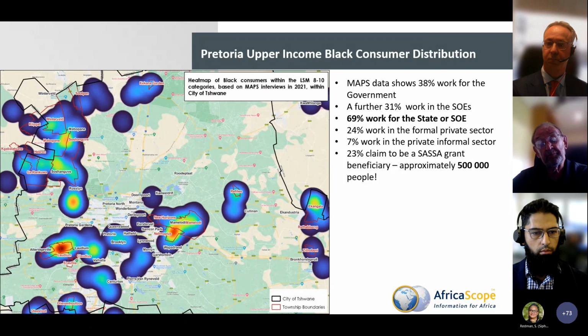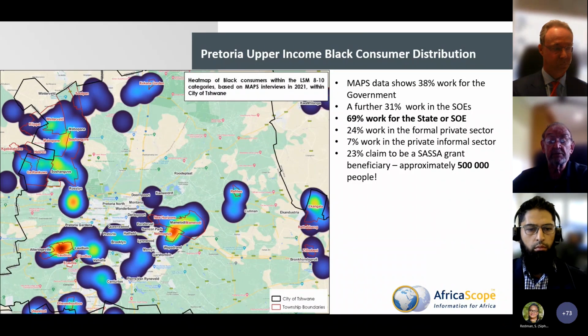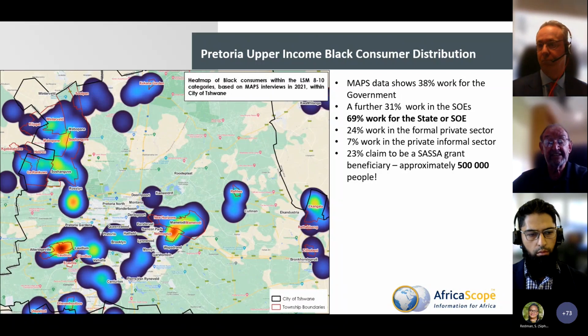Interestingly enough, 38% of this upper income category work for government, and a further 31% work for state-owned enterprises. So basically 70% of the upper income Black population is either working for the state or for the state-owned enterprises. About 24% work for formal private companies. A low 7% work for the private informal sector, which is partly a reflection on the earnings within the informal sector, but partly a reflection of the tendency to move away from the informal sector and into better paying jobs in government and the private sector.